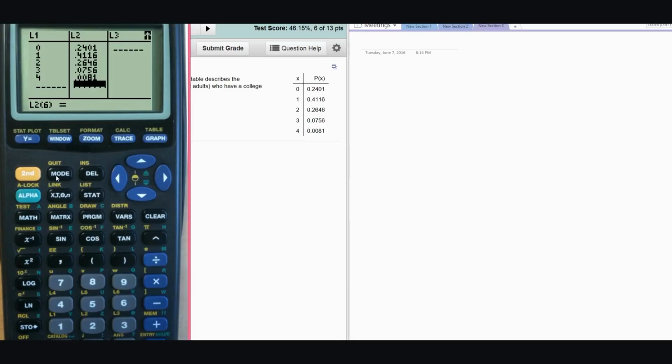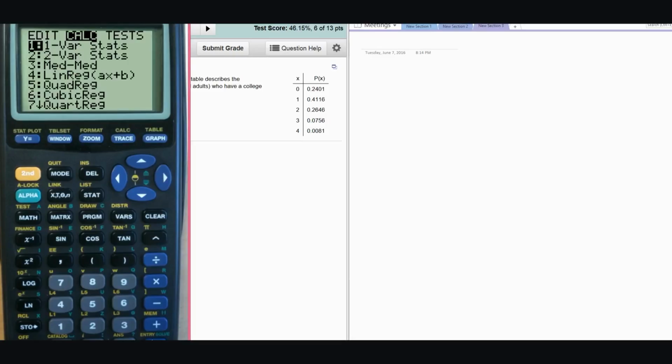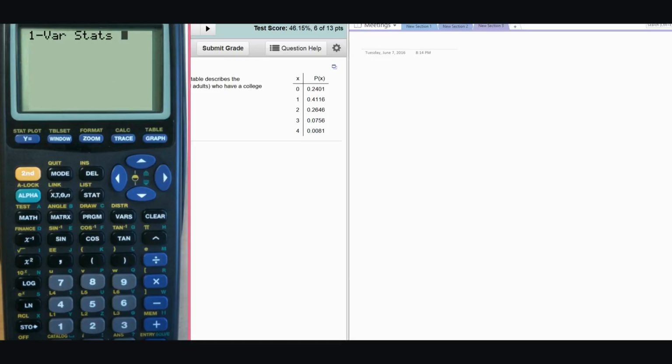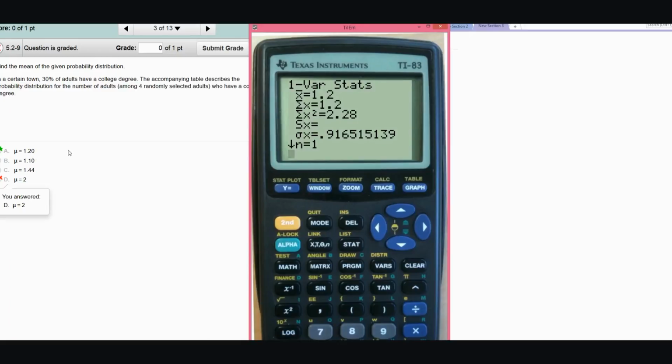Now we're going to go back to the home screen and we're going to hit Stat, over to Calc, one variable stats. Now this is a very important part. After this, we need to put L1, comma, L2. So we're going to hit second, the L1's right here, comma, second, L2, and we're going to hit enter. And the mean is this first value, X bar. So 1.2 is our answer. And you can see that's the answer there.